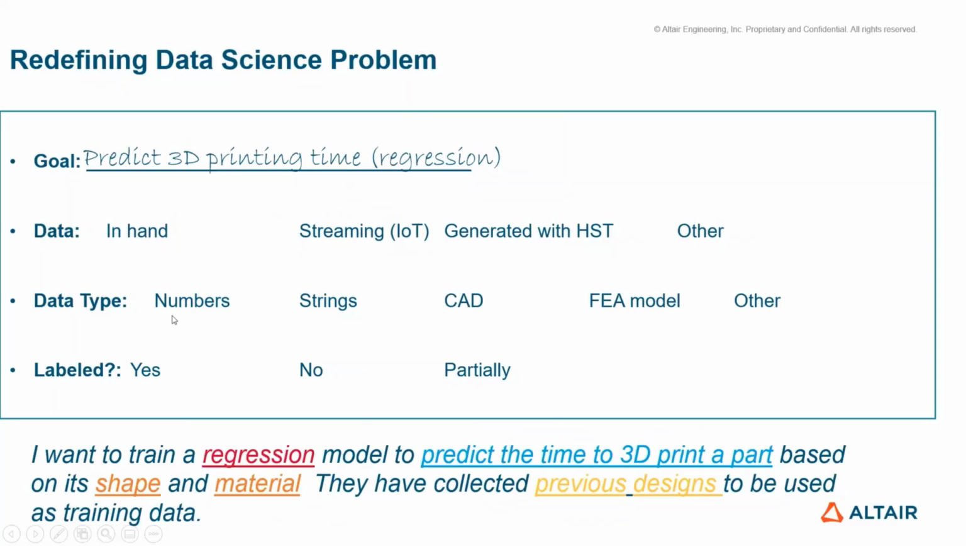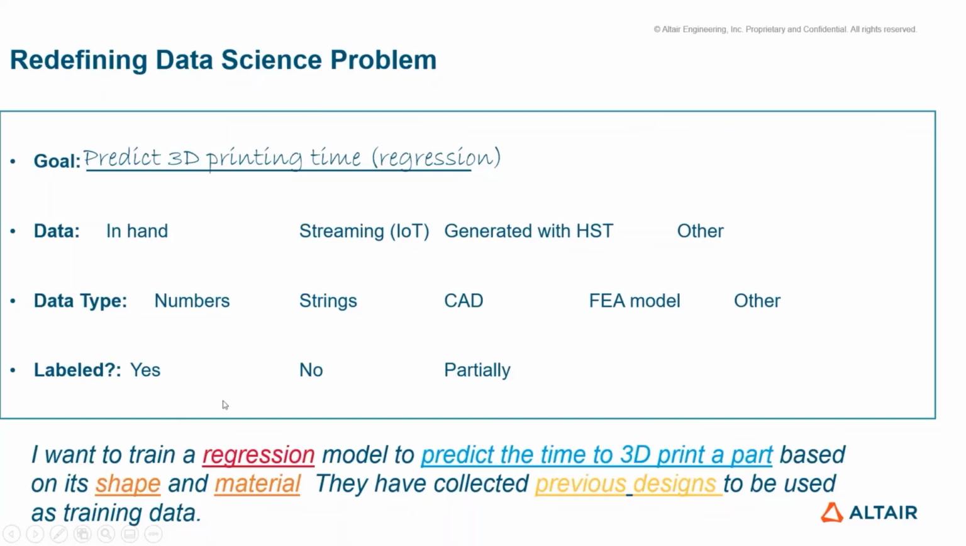Then what are the different data types? Data types can be numbers, or strings, or a CAD part, or an FEA part, or images, anything. These are all unstructured. But when you say numbers and strings, these come as structured data.